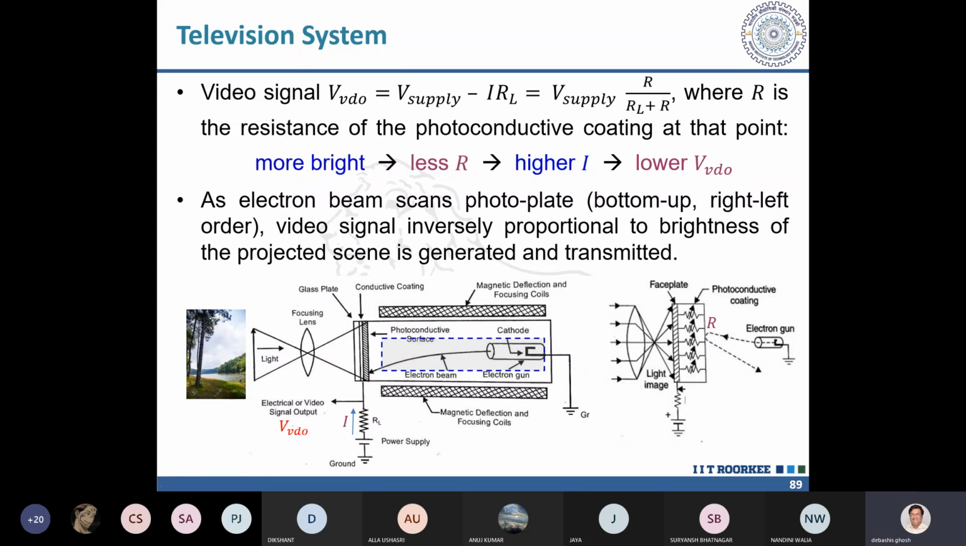I am doing it for your understanding that depending on the brightness of the light falling at different positions, the resistance R will be different at different positions. Okay, so it is as if there are different resistances R like this. It is not so simple, but more or less you can model it like this, and hence you can see that your V video will be equal to V supply into R by RL plus R. If you do a simple modeling of the circuit, it will come out like this. You can check that.